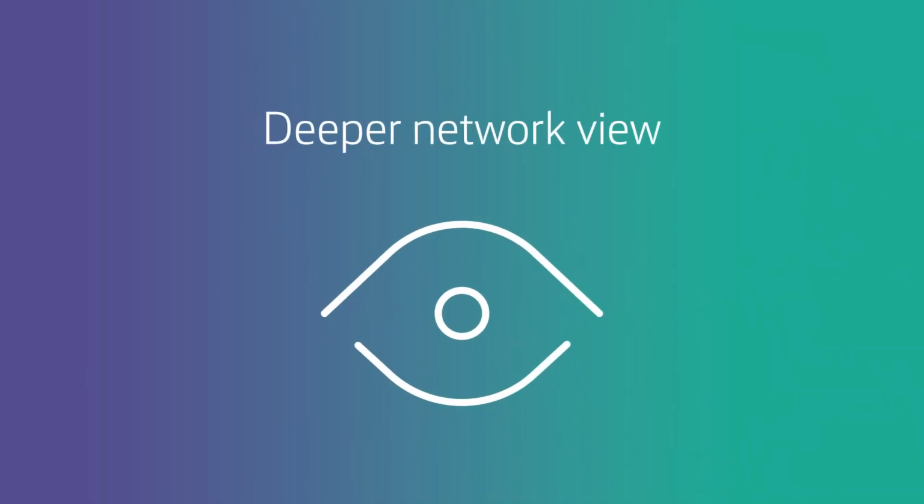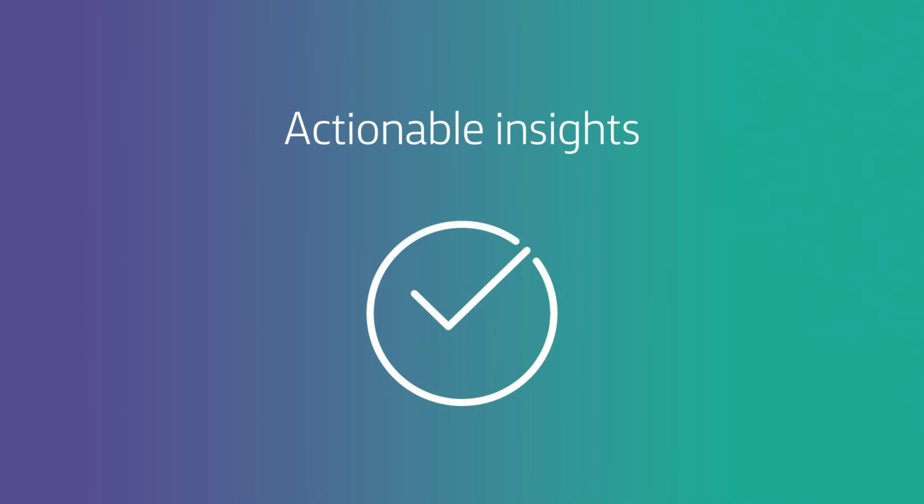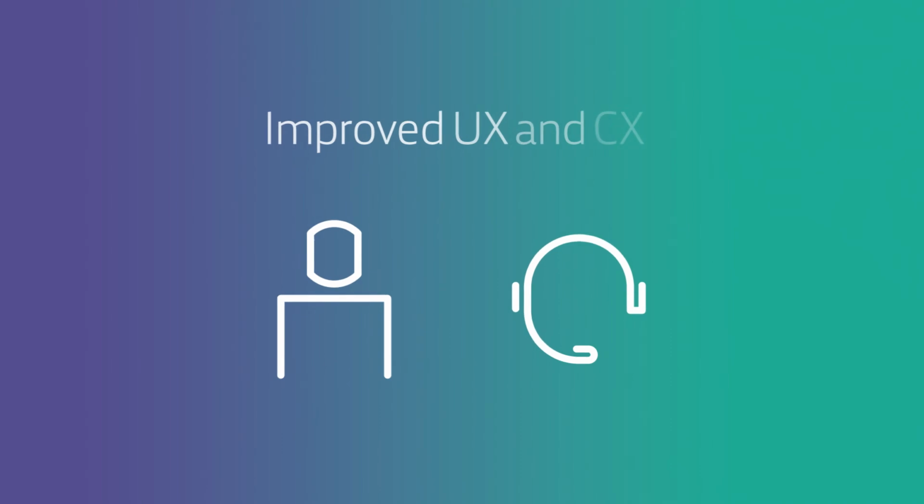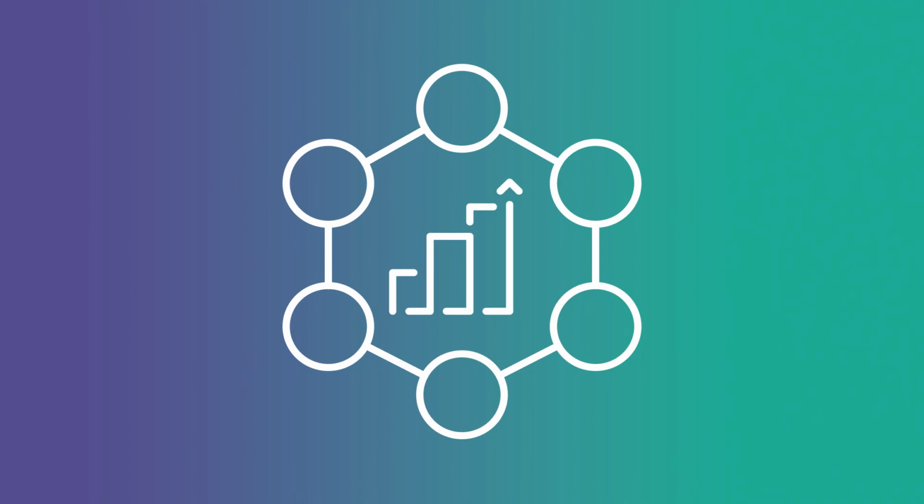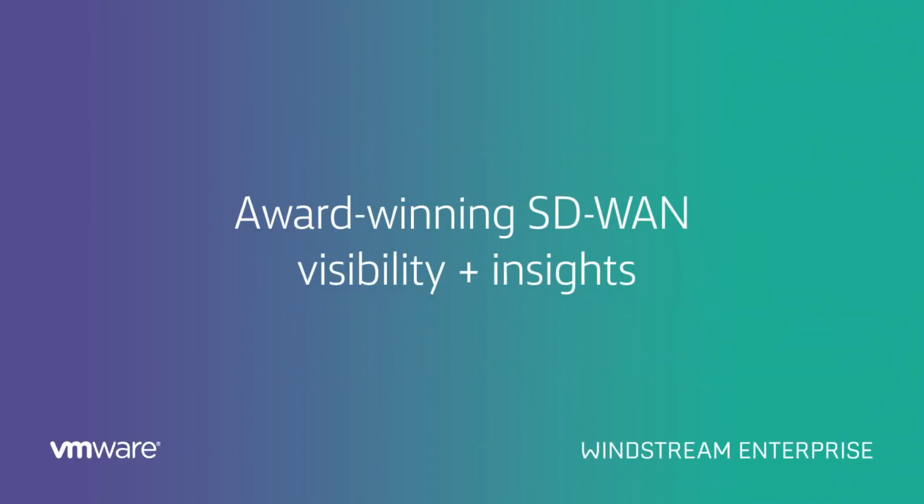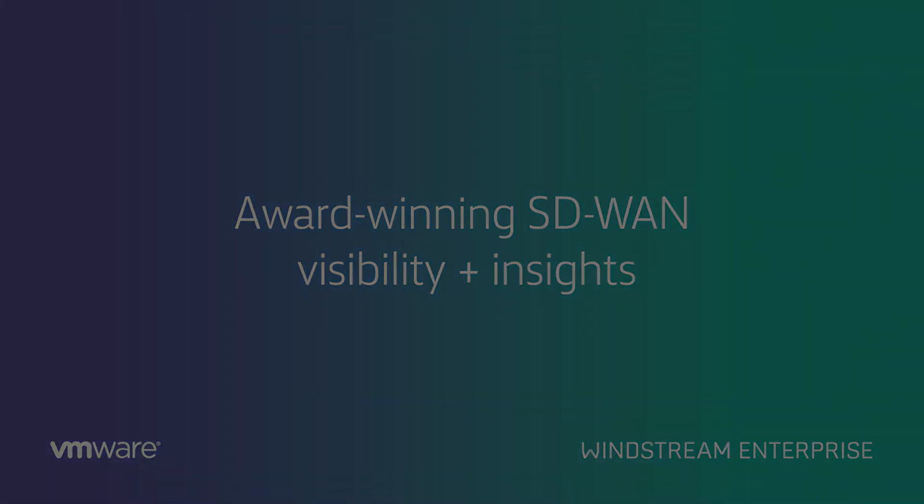Get a deeper view into how your network is performing and actionable insights to identify anomalies, so you can take corrective action to ensure improved experiences for employees and customers alike. Keep your business-critical applications running at peak performance with the unmatched visibility and insights only from SD-WAN with VMware from Windstream Enterprise.